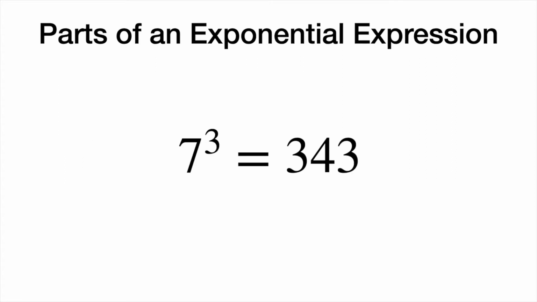So let's look at this exponential expression. 7 to the third equals 343. To start with, we've got the base. That 7 is known as the base. Whatever thing you're raising to a power is the base.